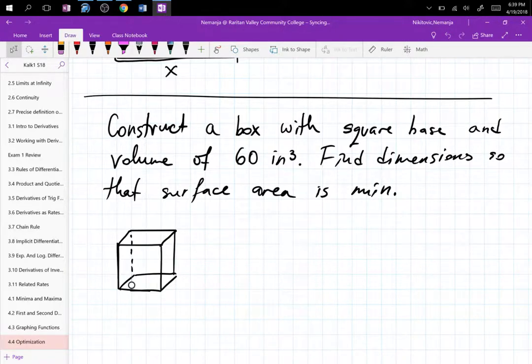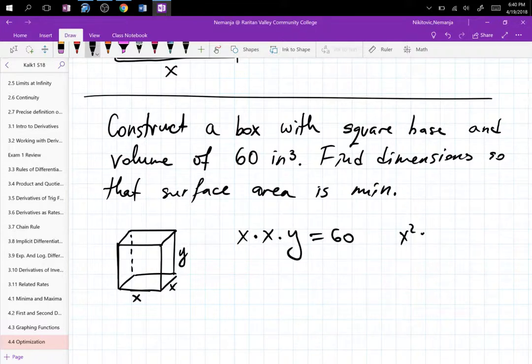So this is the box. The problem says square base. That means that we are allowed to use a different measurement for the height. But it's a square base. So now, what do I have? If I have a square base and I have 6 sides, I know that the volume equation is the constraint because I have the volume given, 60 inches cubed. So x squared y is 60.